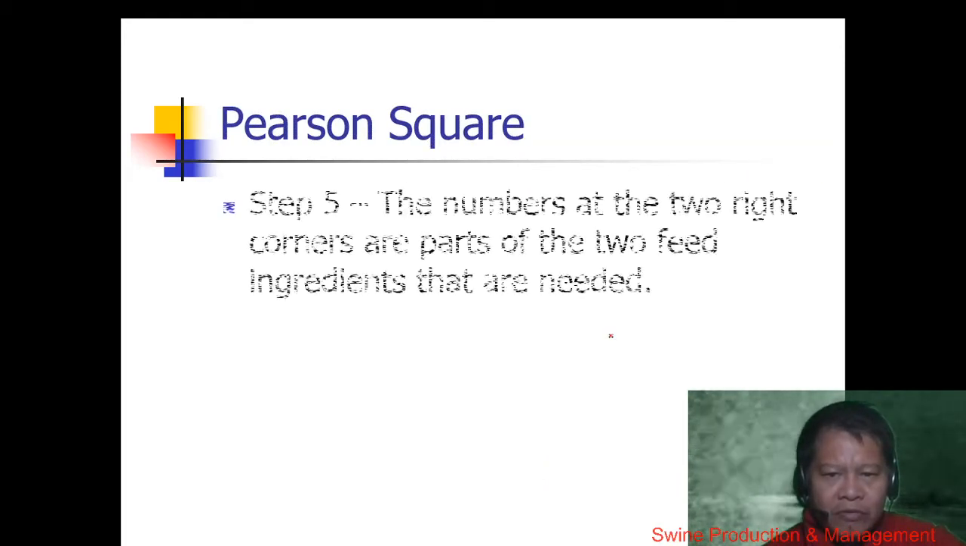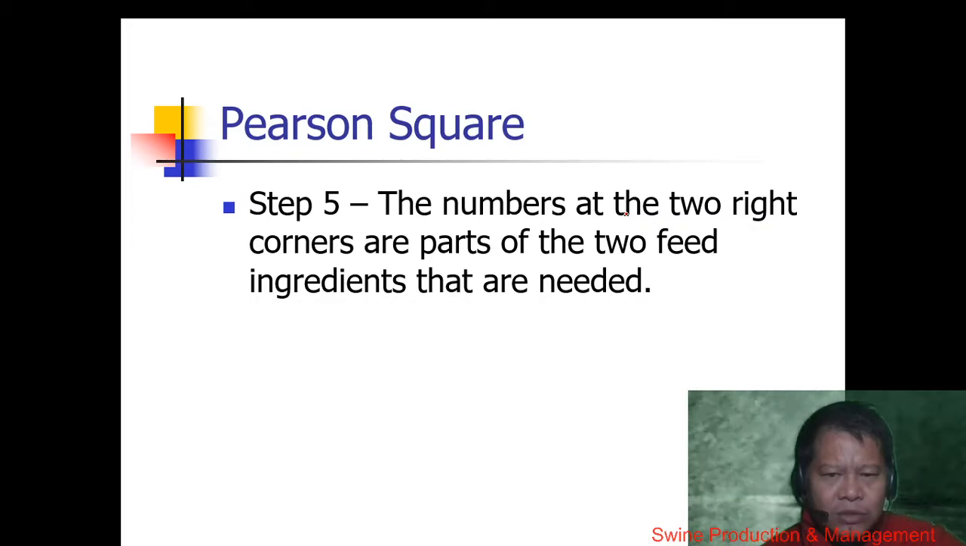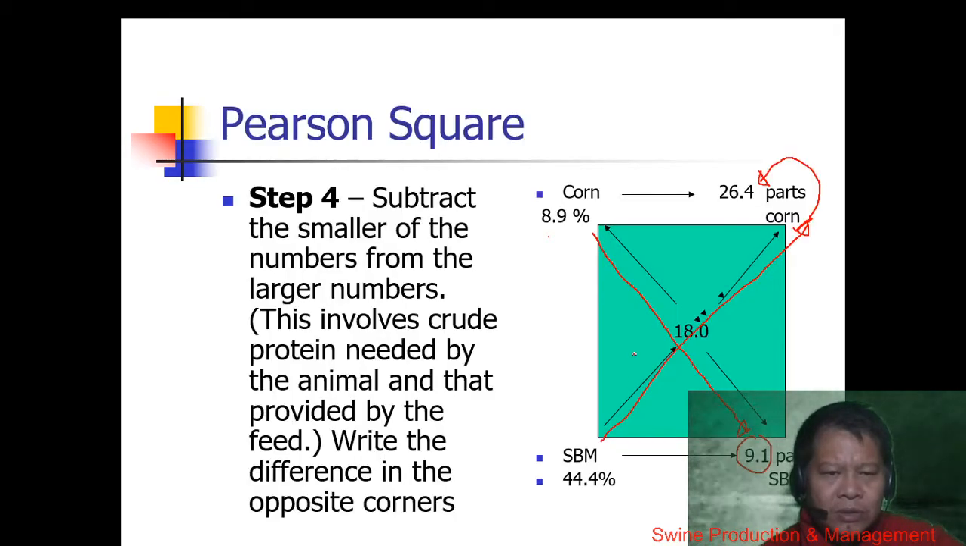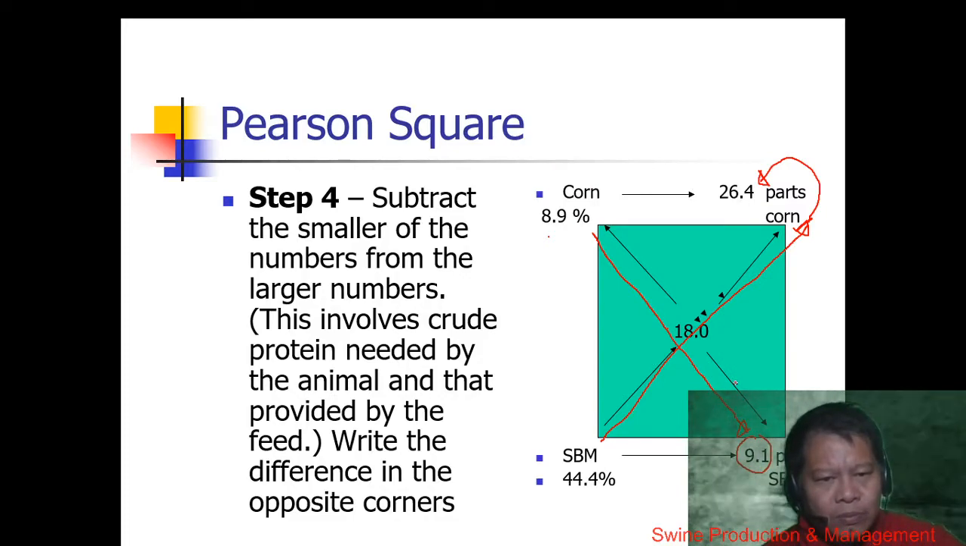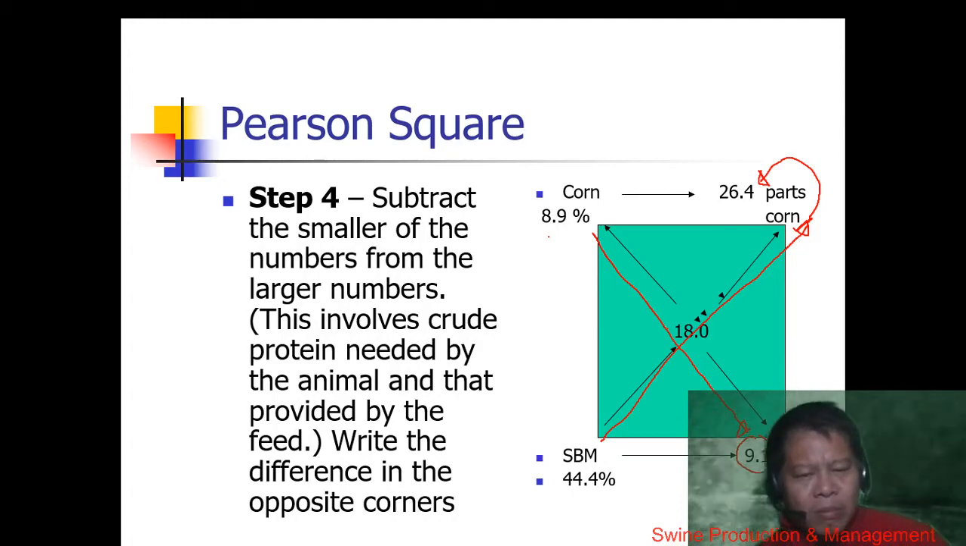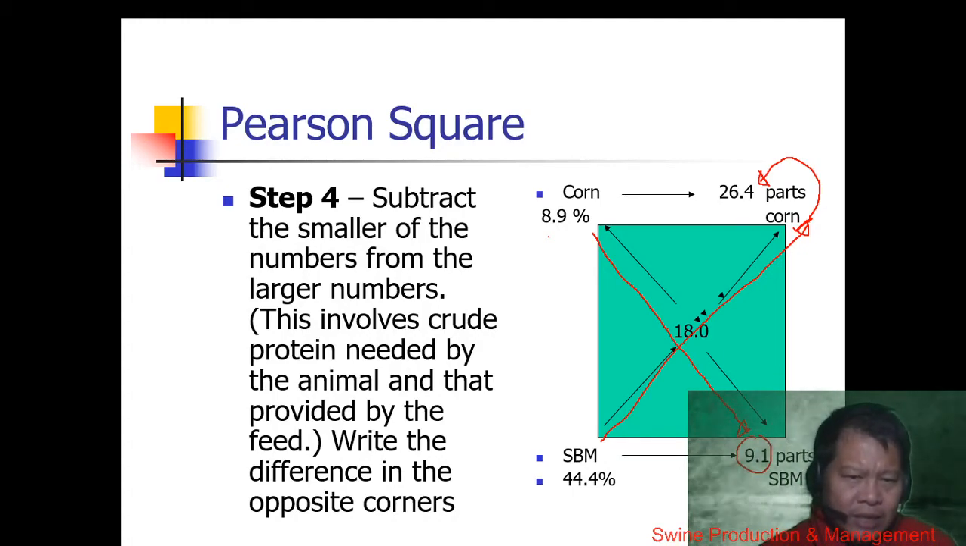So, step number 5. The numbers at the two right corners are parts of the two feed ingredients that are needed. So, pag 44.4 minus 18 equals 26.4, that is part of the corn in the mixture later on. And 18 minus 8.9 equals 9.1 parts of soybean meal that we will mix later on. So, meaning to say, kung mag-mix ka, it is 26.4 parts of corn and 9.1 parts of the soybean meal. But if you express it in terms of parts, medyo mahirap siya.